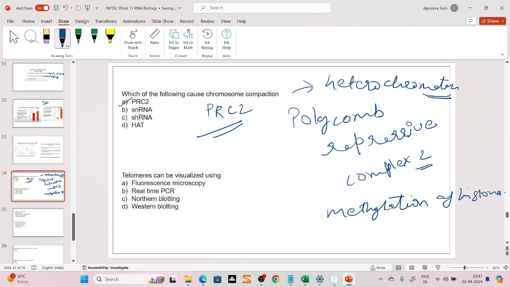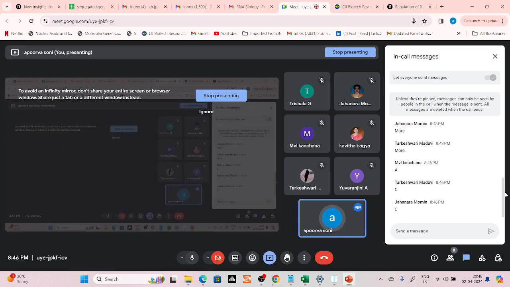So PRC2 is a protein, actually it's a chromatin regulator, and the full form is polycomb repressive complex 2, and it causes the methylation of the histone, and therefore it causes chromosome compaction because it maintains the chromosome in heterochromatin state.